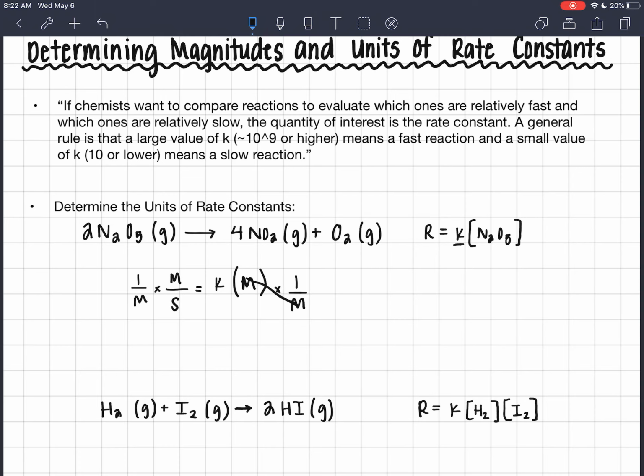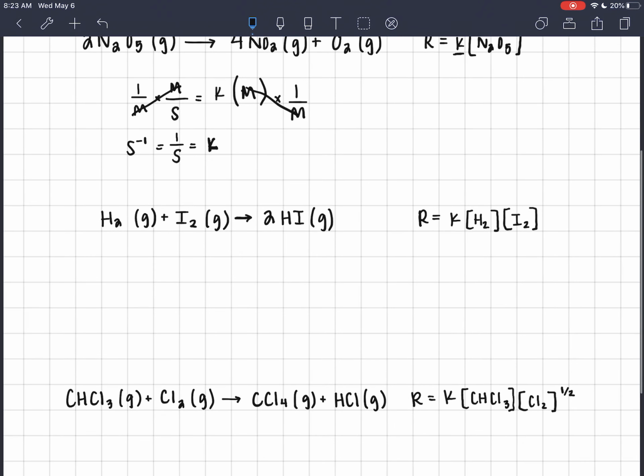And that makes it a lot simpler because my molarity is going to cancel out here, and I'll see that my molarity cancels out here as well. So I end up with 1 over seconds as my unit for this rate constant. I could also rewrite this as an inverse second, seconds to the negative 1 power, and I'd be saying the same thing, that these are the units for this rate constant.